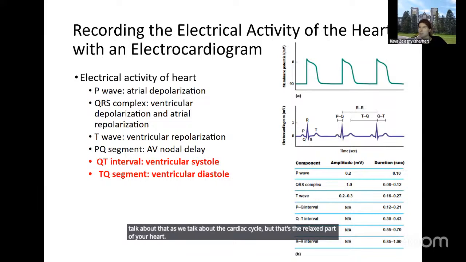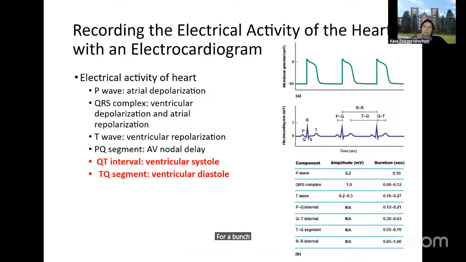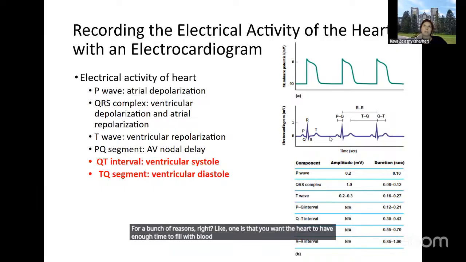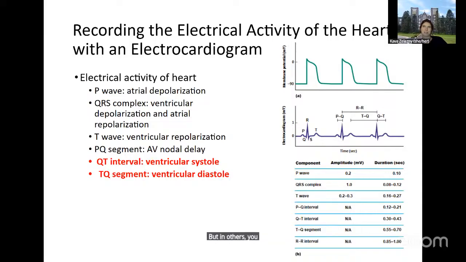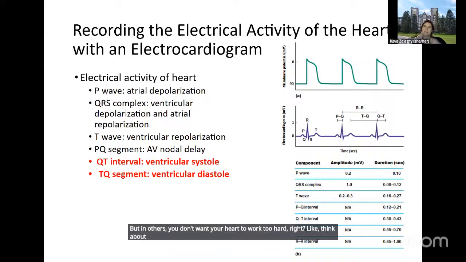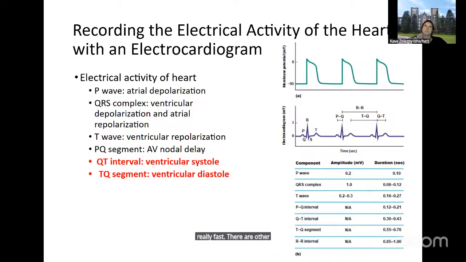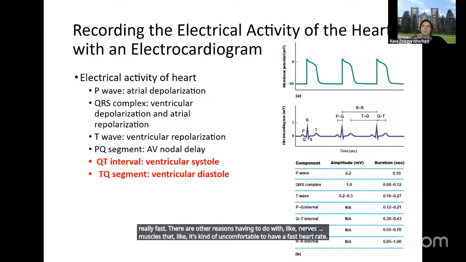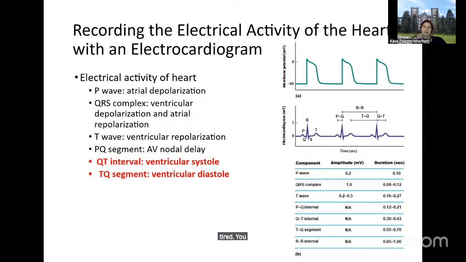And you want it to be long for a bunch of reasons. One is that you want the heart to have enough time to fill with blood. But another is you don't want your heart to work too hard. Think about how uncomfortable it is to have your heart rate really fast. There are other reasons having to do with nerves and muscles that it's uncomfortable to have a fast heart rate, but also your heart is working too hard. Hearts actually can get tired. You want them to have enough time to rest. So that's that TQ segment. Okay.